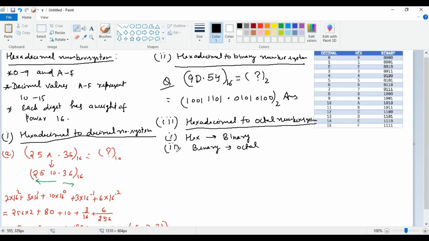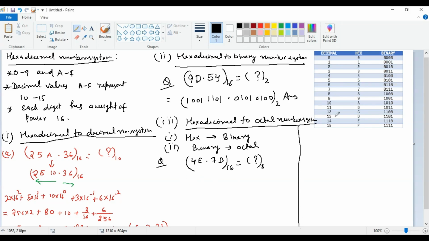We'll understand this concept by one example. The example question is hex to octal. You have to convert a hex number to the octal number system. Let us consider one example: 4E point 7B. 4E point 7B. This is a hexadecimal number and you have to convert it into octal.